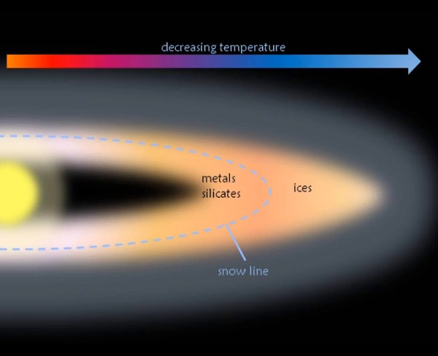On the inner part of the nebula, you have a big gap around the star where everything's been blasted, and then it cools down and you have the most readily condensable material. So this is where you've got the silicates and the metals starting to condense.